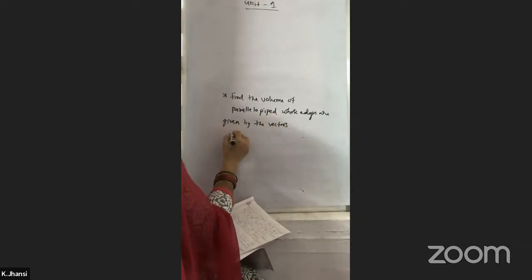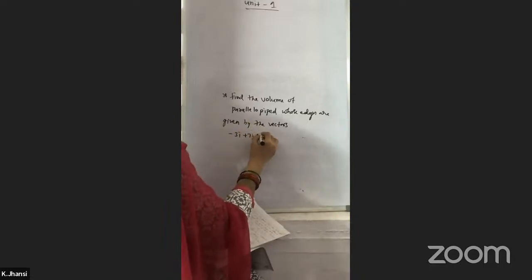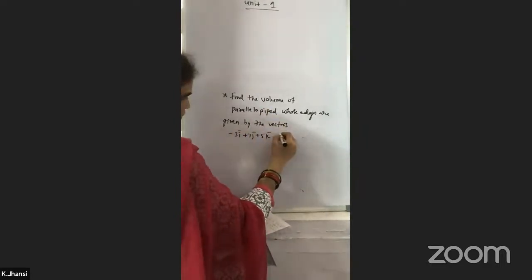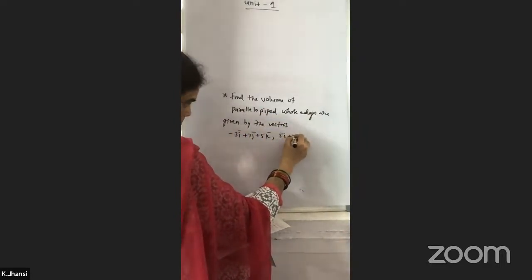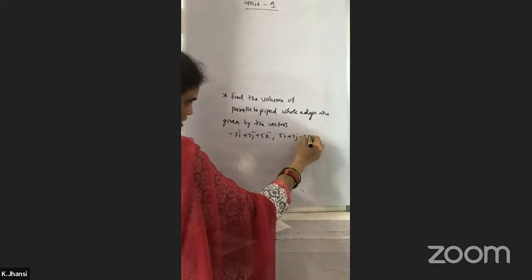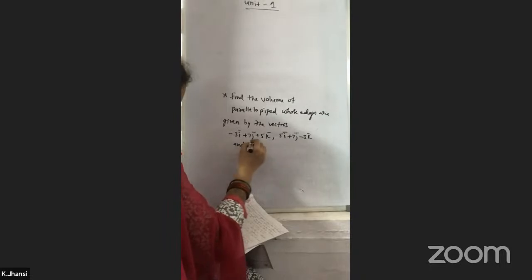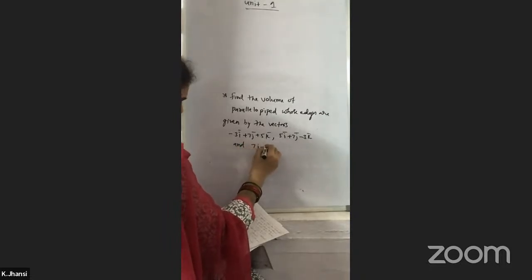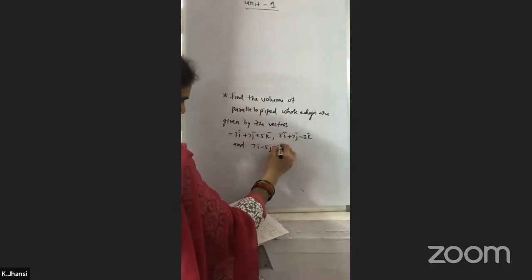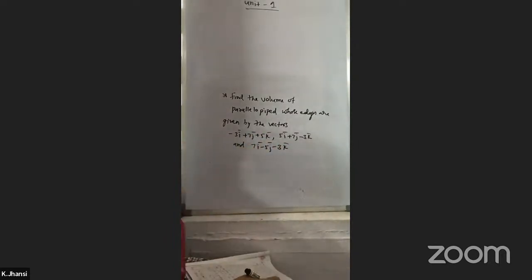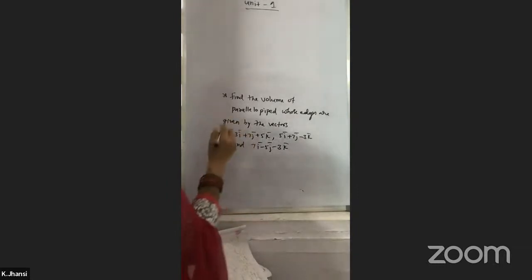So the first vector is minus 3i plus 7j plus 5k, and the second one is 5i plus 7j minus 3k. And the third one is 7i minus 5j minus 3k. Okay. So we need to find the volume of that one.